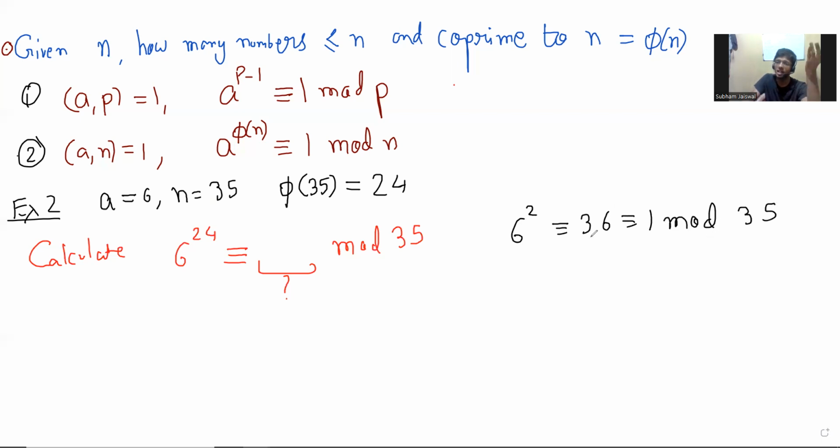And then we have seen these kind of things earlier, that now you can raise both sides to the same power, right? So you can raise both sides to 12, right? And you get 6 to the 24 is 1. So indeed it works. So that is what the theorem also told us.